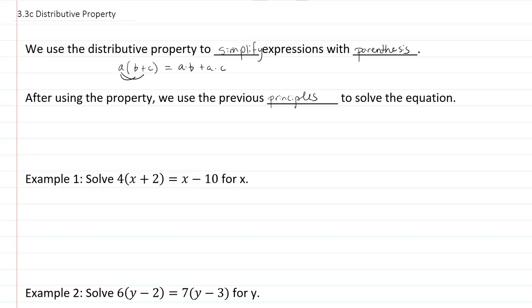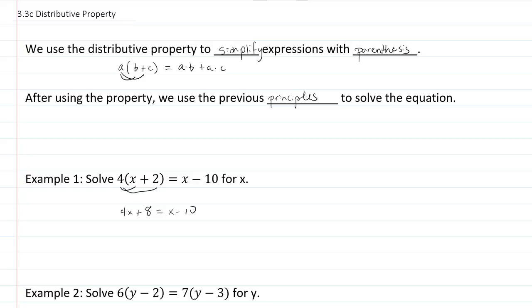Example 1, solve 4 times (x plus 2) the quantity equals x minus 10 for x. So we always do the distributive property first, so we'll do that. So 4 times x, 4 times 2. So 4 times x is 4x plus 4 times 2 is 8. So we've used the distributive property, and we bring down the x minus 10 because we've done nothing there.